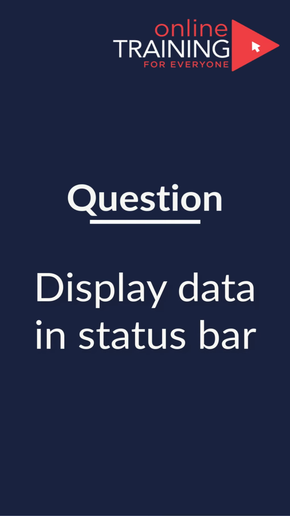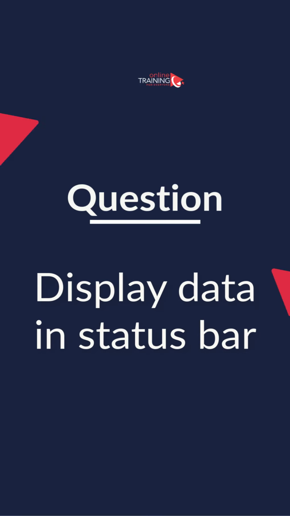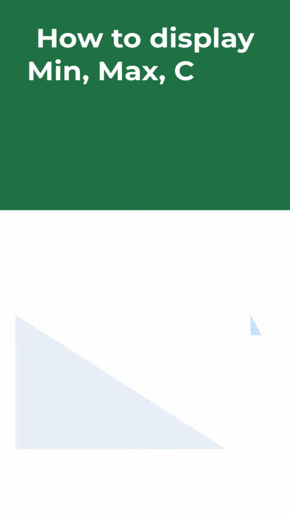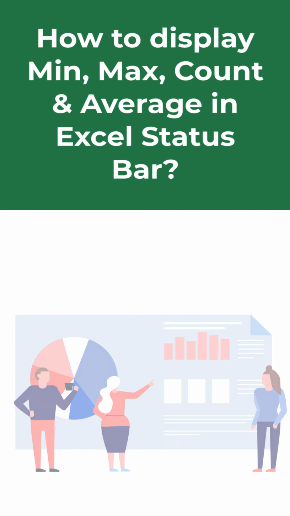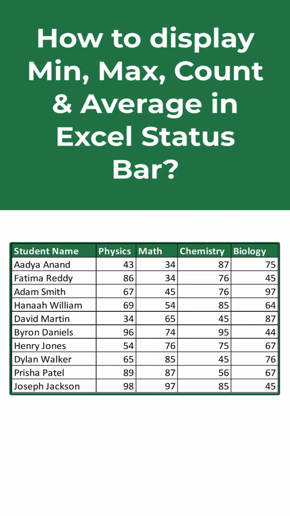Very frequently on the test, you get a question about usage of formulas in Excel. And sometimes you get questions on how to display data in the status bar. For example, let's look at the question: how to display minimum, maximum, count, and average in the Excel status bar. You are presented with a dataset of student grades, which displays student names and their grades in physics, math, chemistry, and biology. Do you know how to add auto calculations for their grades in the status bar?